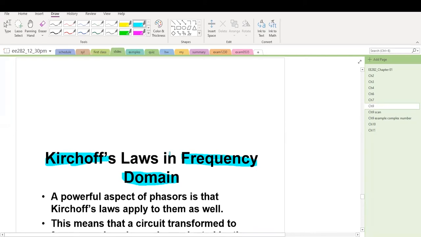After all the troubles that we have to learn the complex numbers, the complex domain, the phasor domain, and the triple identity, now it is time to collect the reward. The reward is that Kirchhoff's law can be extended to the frequency domain, which means the phasor domain.